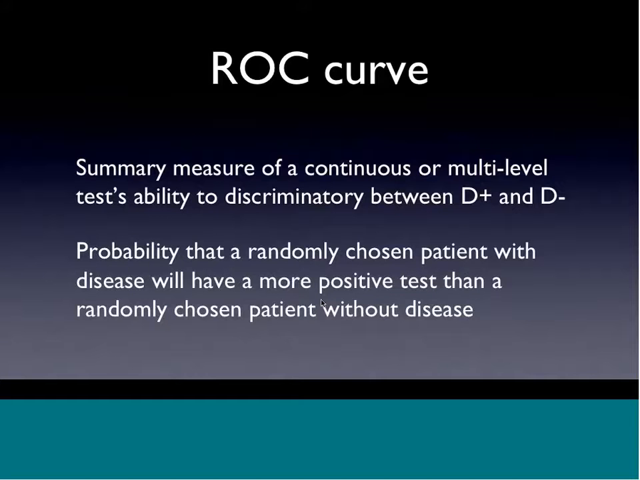More specifically, more clearly, it tells us the probability that a randomly chosen patient with disease will have a more positive test than a randomly chosen patient without disease. So this is what a statistician has in mind when they think of an ROC curve.